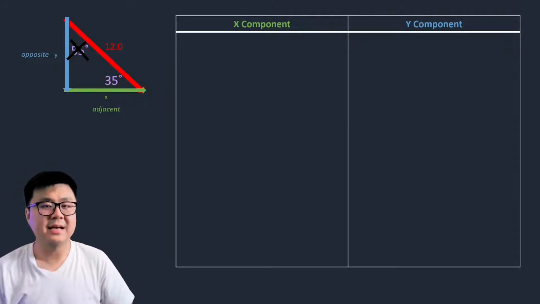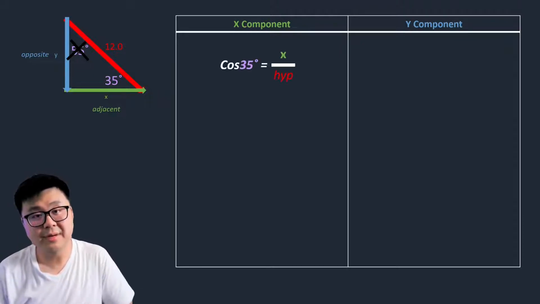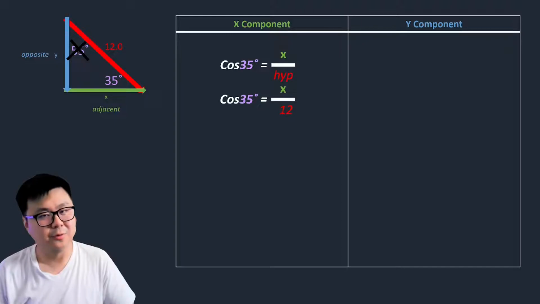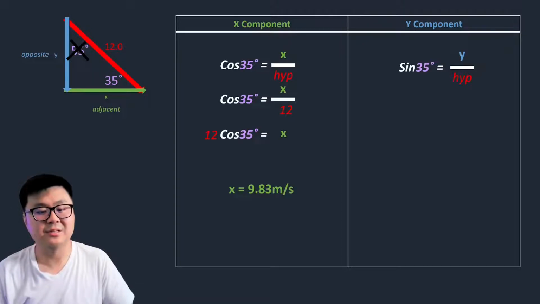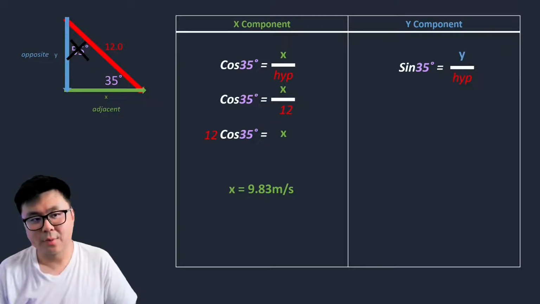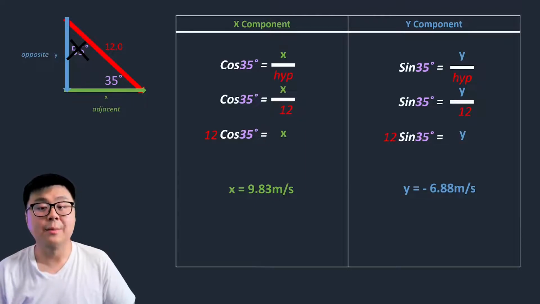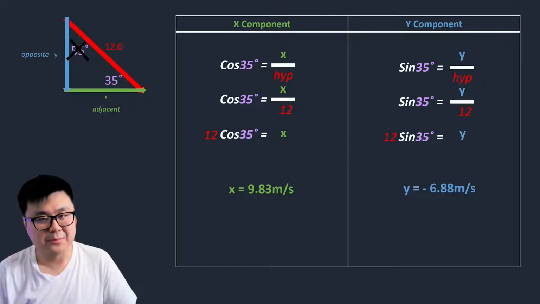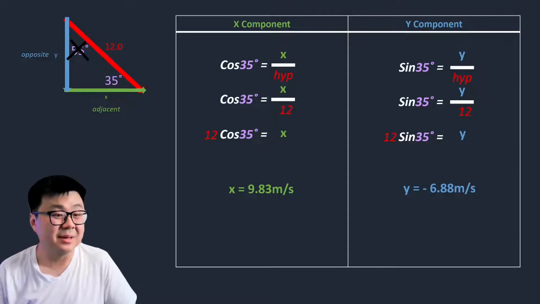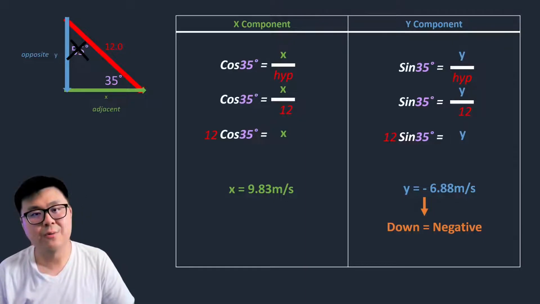All right, now for the x component, because I used the 35 degrees, it is now cosine, and we do exactly what we did before, and we get the answer of x equals 9.83 meters per second. For the y component, it will be sine, and we do exactly the same as we always do, and we end up with y equals negative 6.88. Remember, it's negative because we are going downwards, and downwards is always negative.